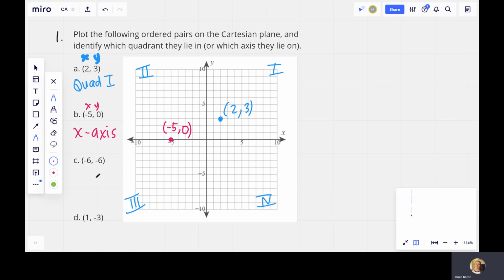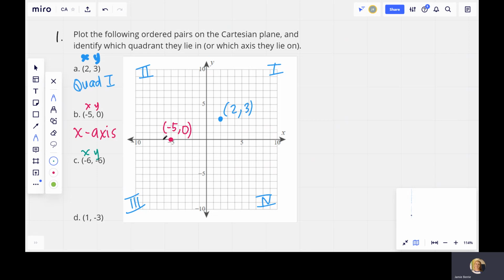All right, next we have the ordered pair (-6, -6). All right, let's use green. So X, Y. All right, so we're going to go in the negative direction 6 units. So we're starting off on the horizontal axis. 1, 2, 3, 4, 5, 6. And then again, it says our Y value is -6, so we're going to go down 6.